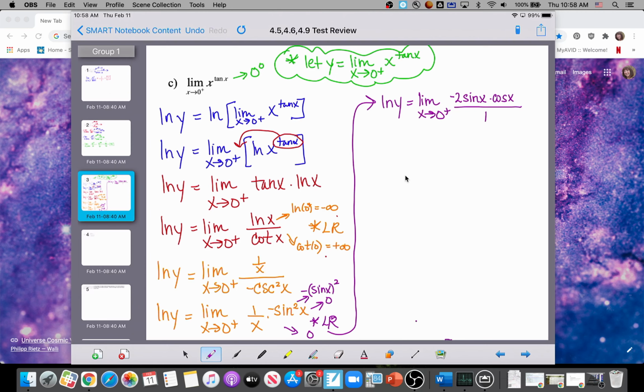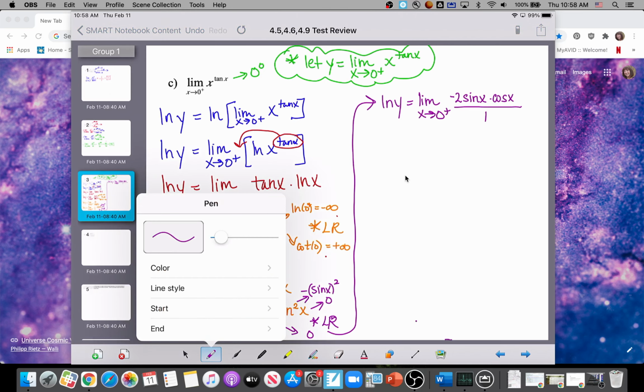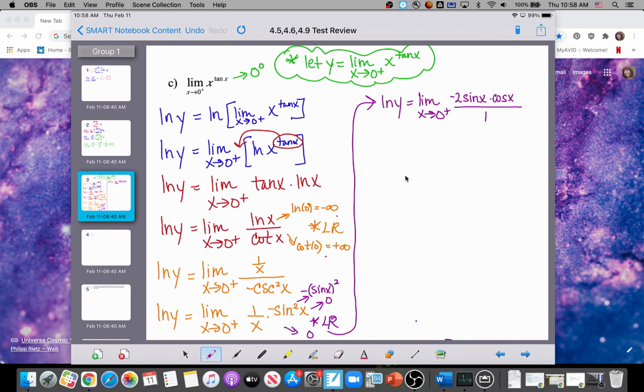So we know now that this is the last time we will have to do L'Hopital's rule because we have a 1 now in our denominator. So in my next step, I am going to evaluate this limit. Natural log y is equal to negative 2 times sine of 0, which is 0, and cosine of 0 is 1, divided by 1. So I end up with negative 2 times 0 times 1, which is 0, divided by 1, and 0 divided by 1 is 0. So I find out that natural log y is equal to 0.